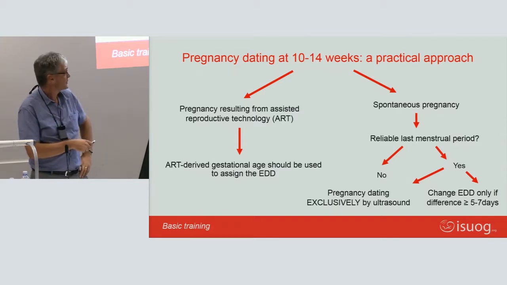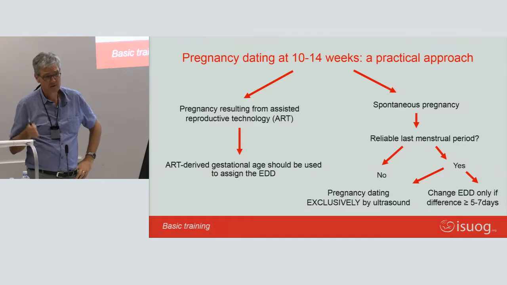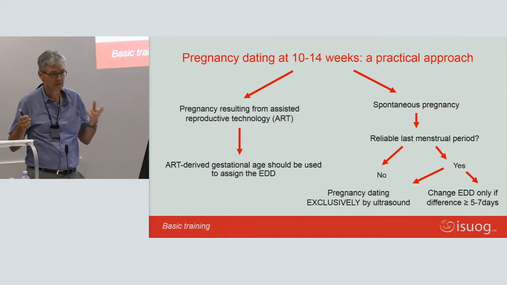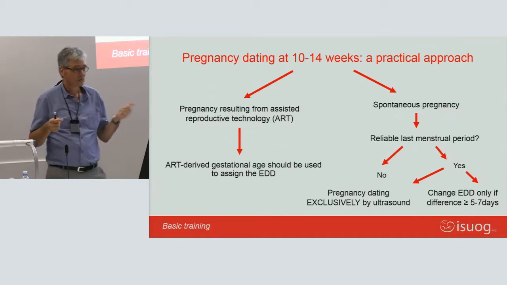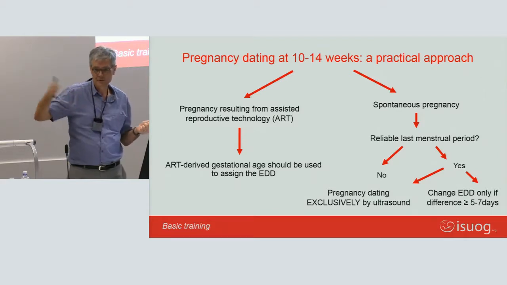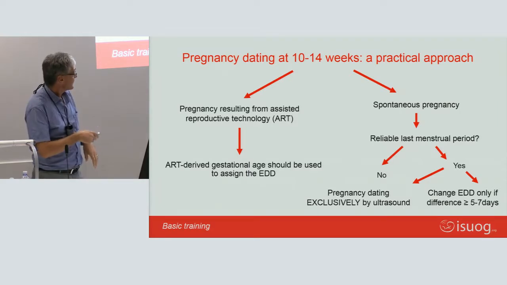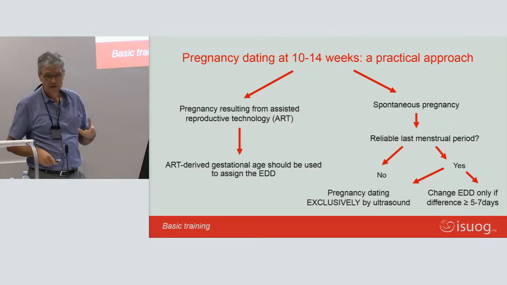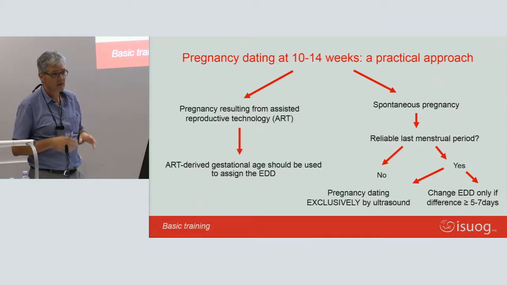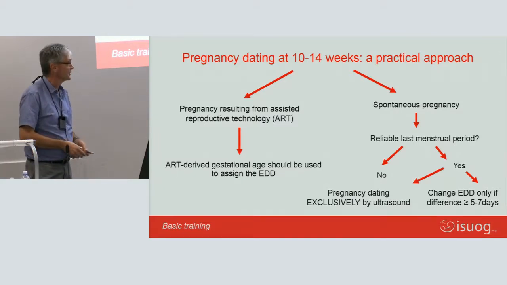So if it's a spontaneous pregnancy, does she know when her last period was? Yes. Is it reliable? What else do we know to make the last period reliable? When was the first day? It must be regular. And what must she not have been doing in the last 3 months? Breastfeeding or using contraception? If yes, then ISUOG says you change the EDD only if it differs by more than 5 to 7 days from the menstrual history. That's fair enough, and it's an international organization, so you can go by that.